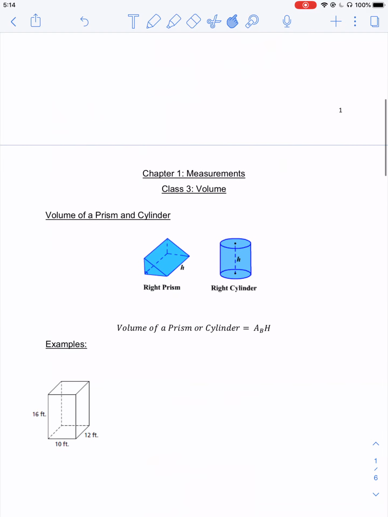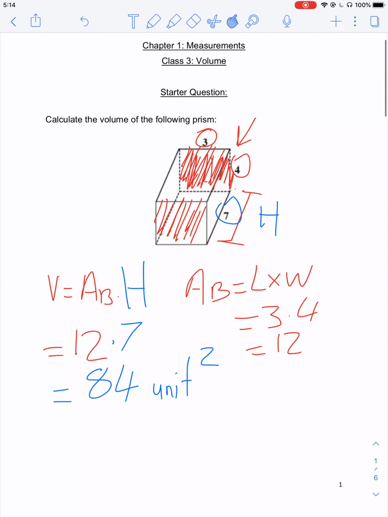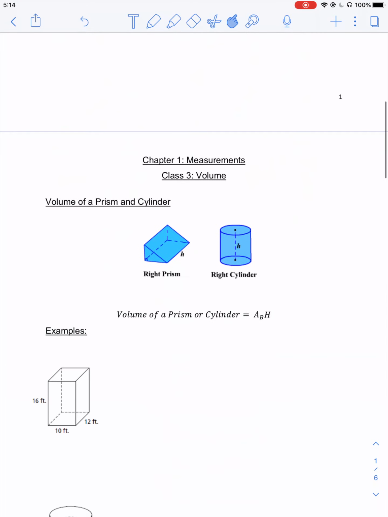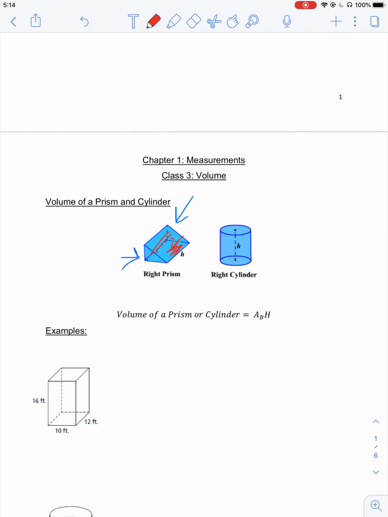Now this idea, this is a rectangular prism, but this idea can be extended to any prism. This is a right prism with a triangular base. It's still a prism, but your base is a triangle. Now here you have to be careful because you can't choose this to be your base.